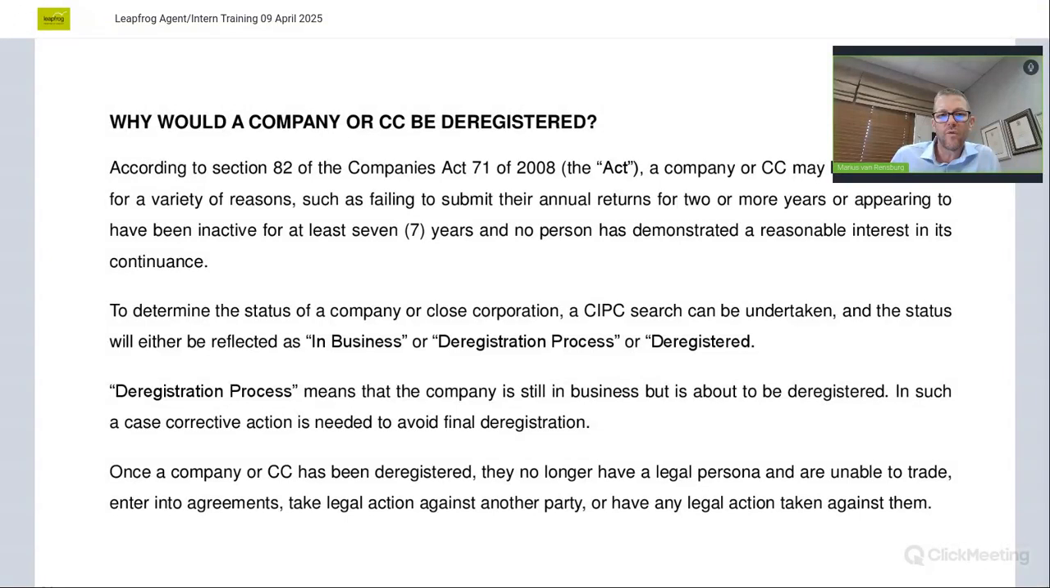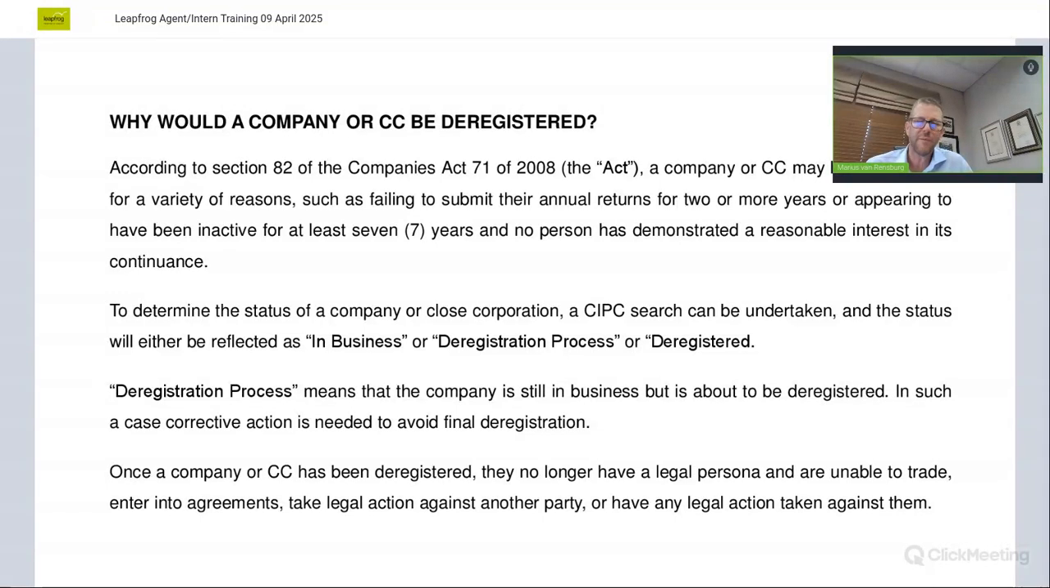So what this translates into is: is your company in business? Is your company in the deregistration process, or is it deregistered? So in terms of Section 82 of the Companies Act, what the CIPC can do is deregister a company, and it's deregistered for a number of reasons. One, failure to submit your annual returns for 2 or more years, or appearing inactive for at least 7 years, where no person has demonstrated any reasonable interest in its continuance.